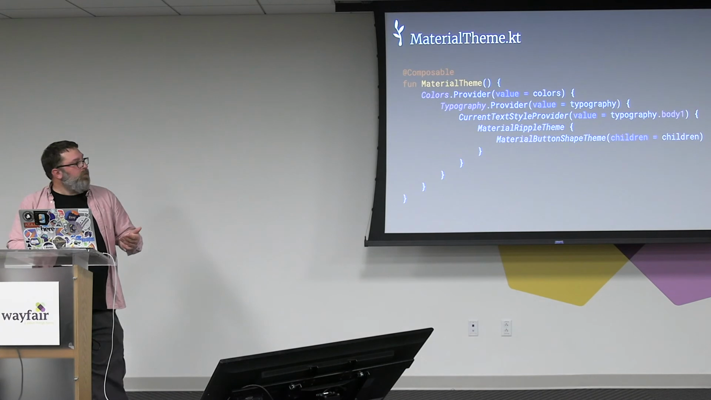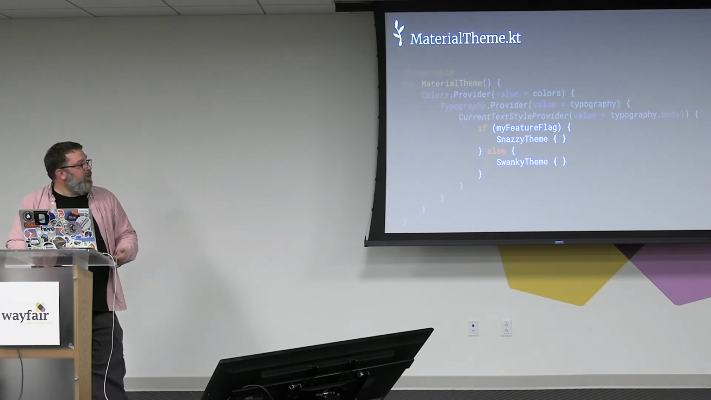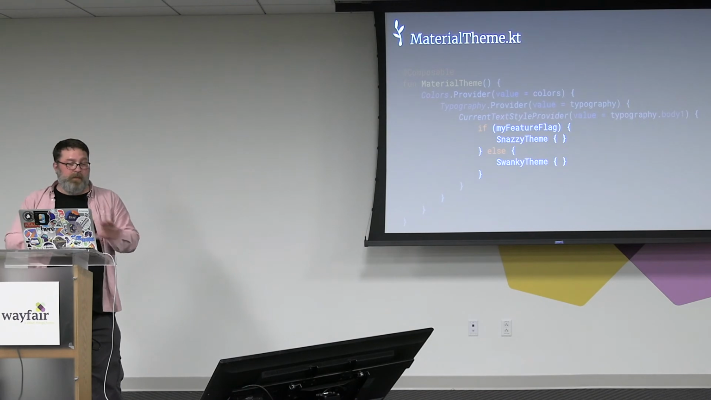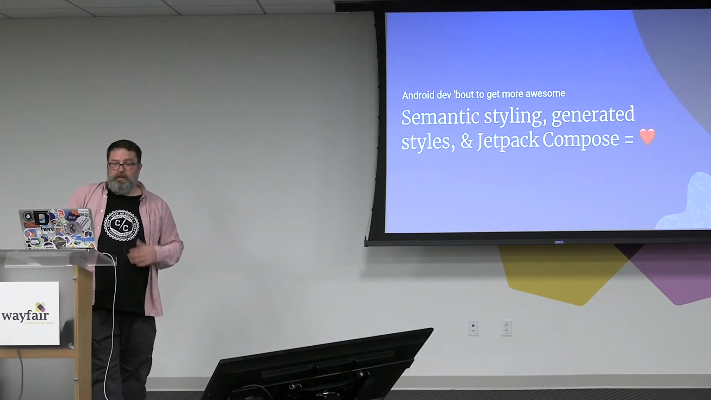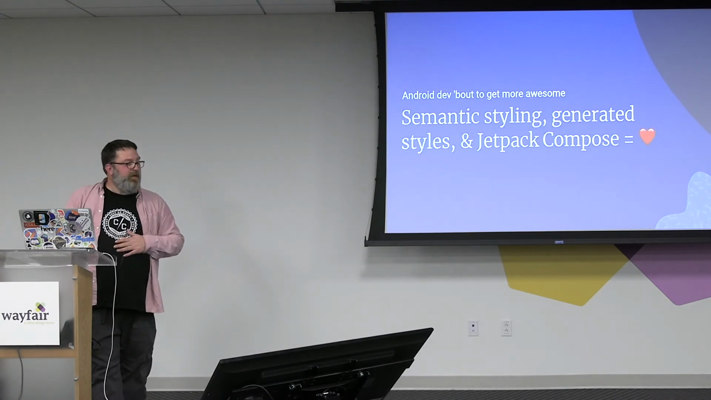And then we could apply them pretty easily. So this is how that app applies its theme. And what we do is we'd add something like this, and now we can experiment on styling. So you could have a swanky theme or a snazzy theme. I personally think all your themes should be both swanky and snazzy. So semantic styling, generated styles, and Jetpack Compose is going to be great. I'm very excited about it.